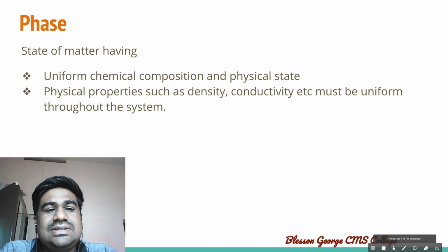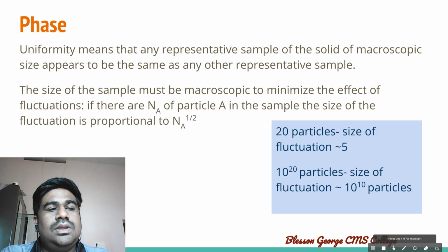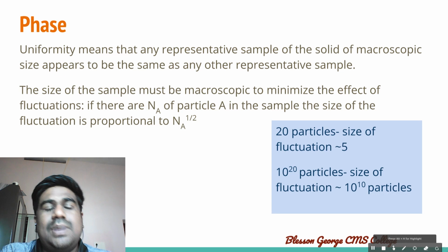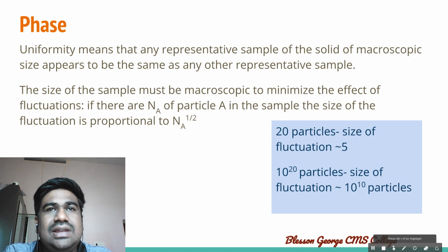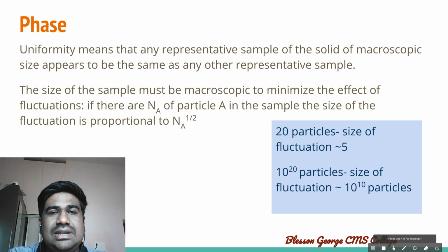A phase is defined as a state of matter having uniform chemical composition and uniform physical state. Physical state means they have the same macroscopic physical properties, such as density, conductivity, etc., uniform throughout the state. So what does uniformity mean? Uniformity means we take a representative sample from a solid, and if it is the same as any other representative sample, we say that it is uniform. We take two representative samples randomly, and if they are the same, we can say that it is uniform.